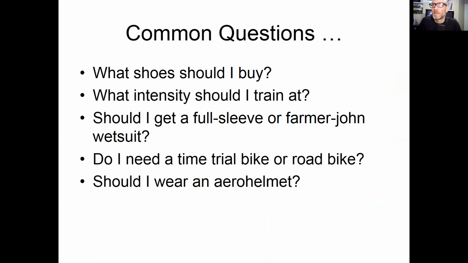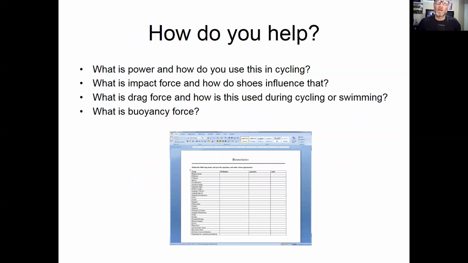So common questions that I often get from the endurance community is: what type of shoes should I buy? What intensity should I train at? Should I get a full sleeve or a Farmer John wetsuit? We'll talk about what those types of wetsuits are. Do I need a time trial bike, or do I need a road bike? Should I wear an aero helmet? These are all very common questions that people ask us. And it's really important that we have information to help them answer those questions so that they can complete their event as best as possible and achieve their goals.